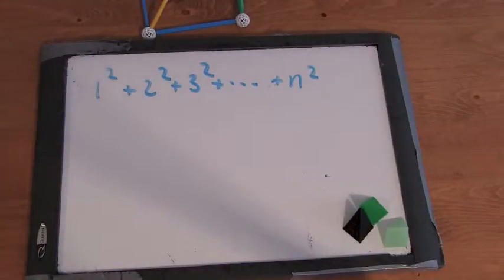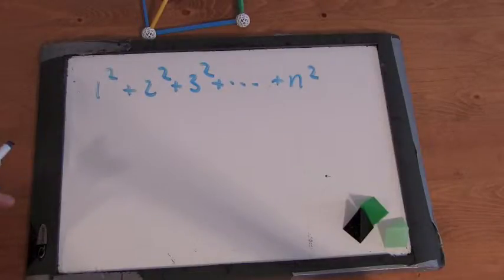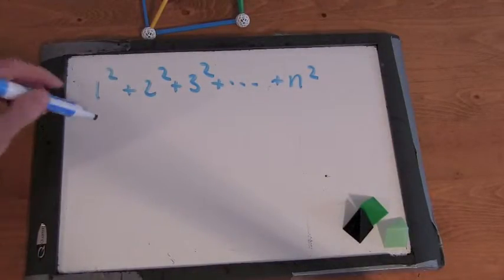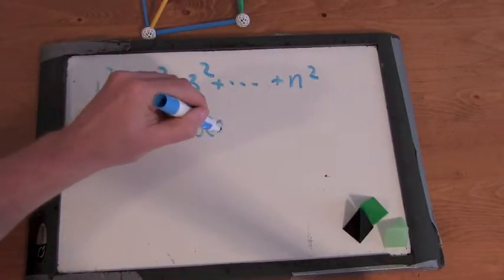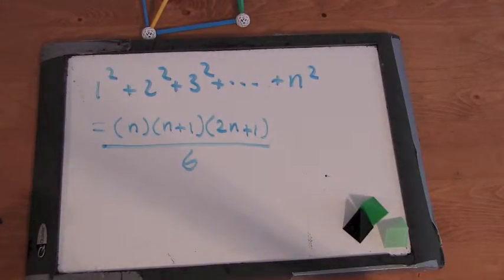Okay, so here we're trying to figure out this sum. Later on, when we study a little bit of counting and probability, we're going to learn that people have studied these sums. Mathematicians have figured out that this sum is n times n plus 1 times 2n plus 1, all over 6, for any n.